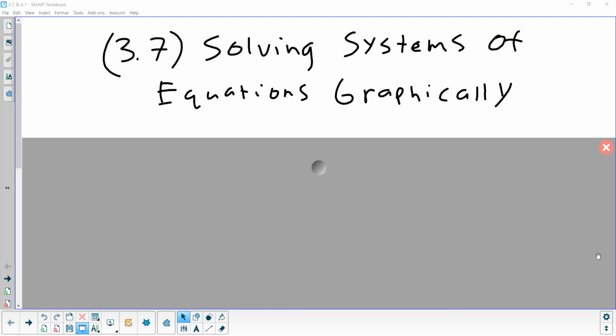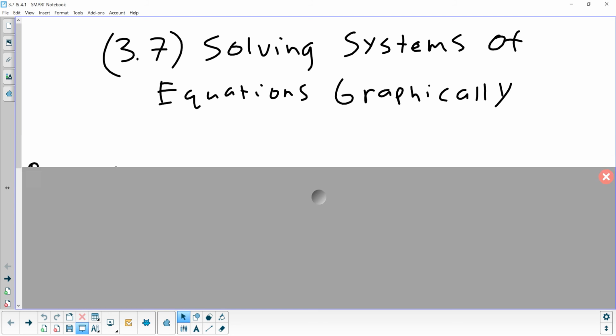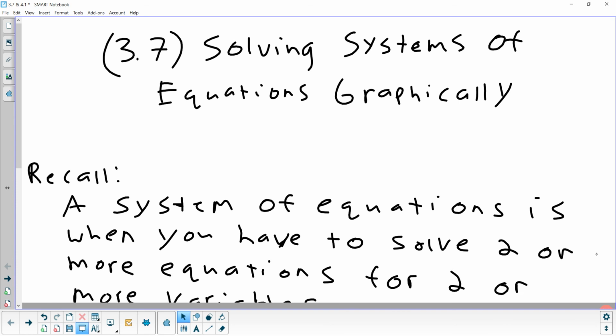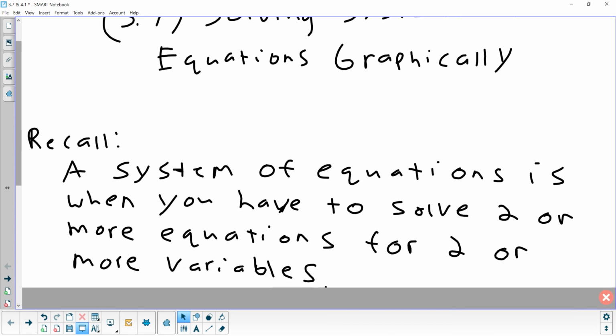Right, today we're going to finish up chapter 3 with a pretty straightforward section, and then we'll look at the first part of chapter 4. So remember, when you're solving a system of equations, that generally means you're solving for a minimum of 2 variables. It could be more, but a system is when you have to solve for at least 2.